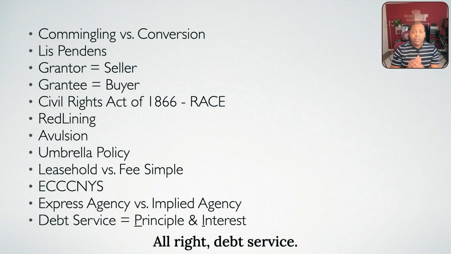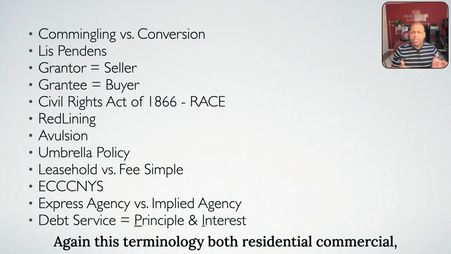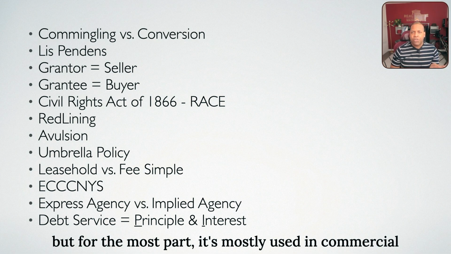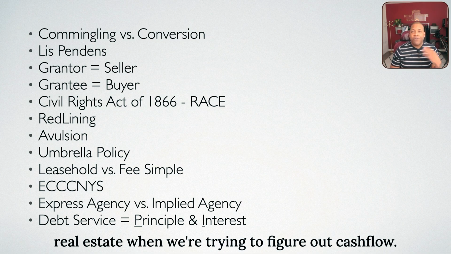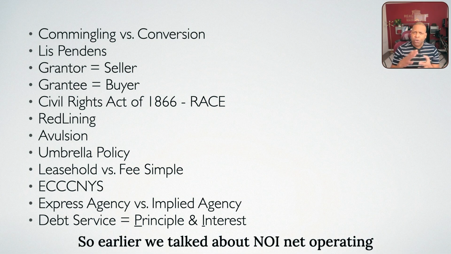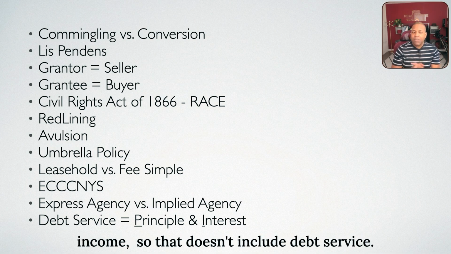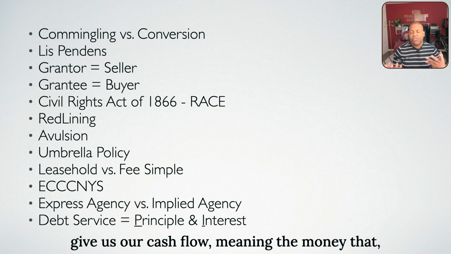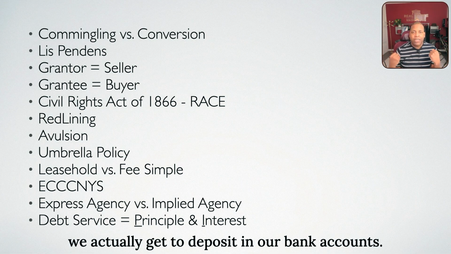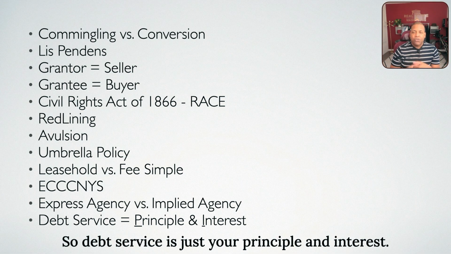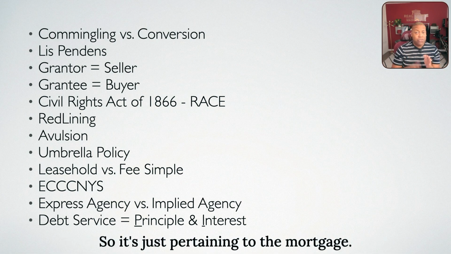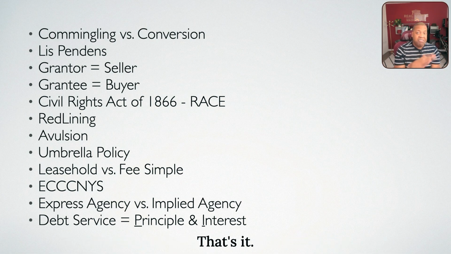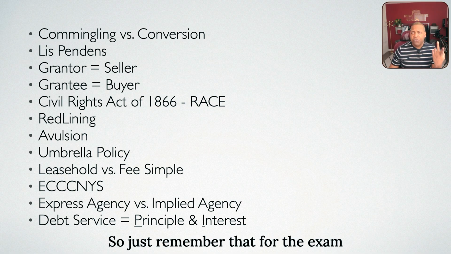All right, debt service. Again, this terminology is both residential and commercial, but for the most part, it is mostly used in commercial real estate when we're trying to figure out cash flow. So earlier we talked about NOI, net operating income, right? That doesn't include debt service. Once you include debt service, that's going to give us our cash flow, meaning the money that we actually get to deposit in our accounts. So debt service is just your principal and interest. So it's just pertaining to the mortgage. That's it, okay? So just remember that for the exam.